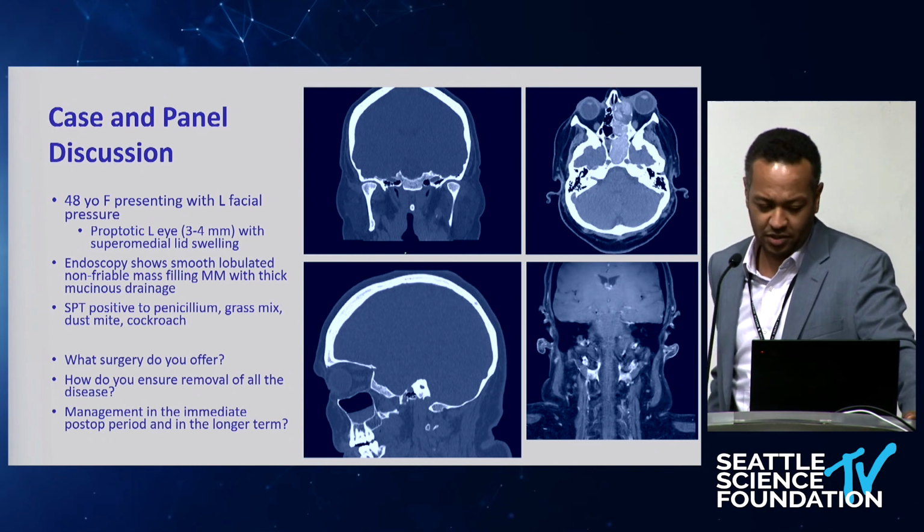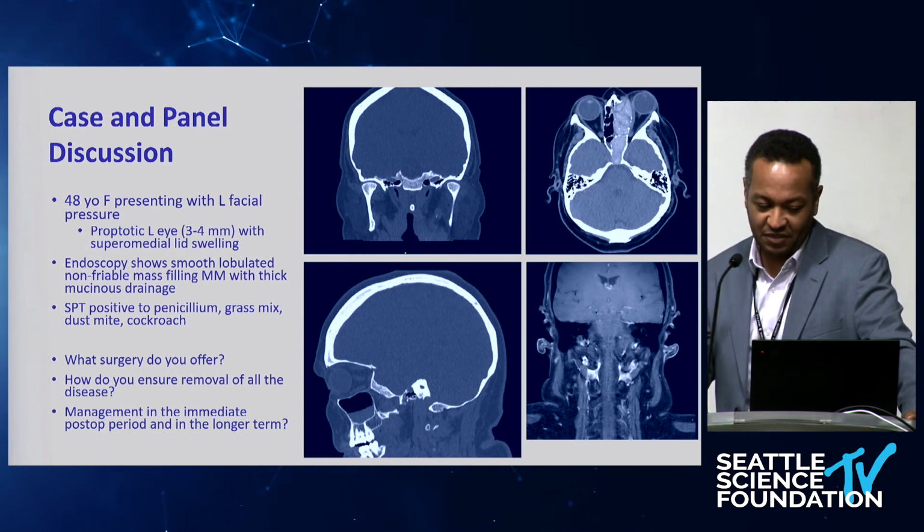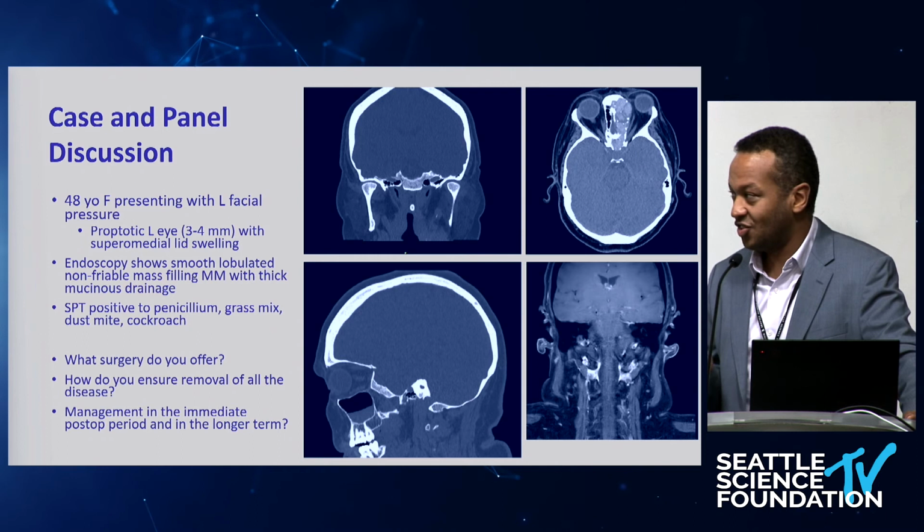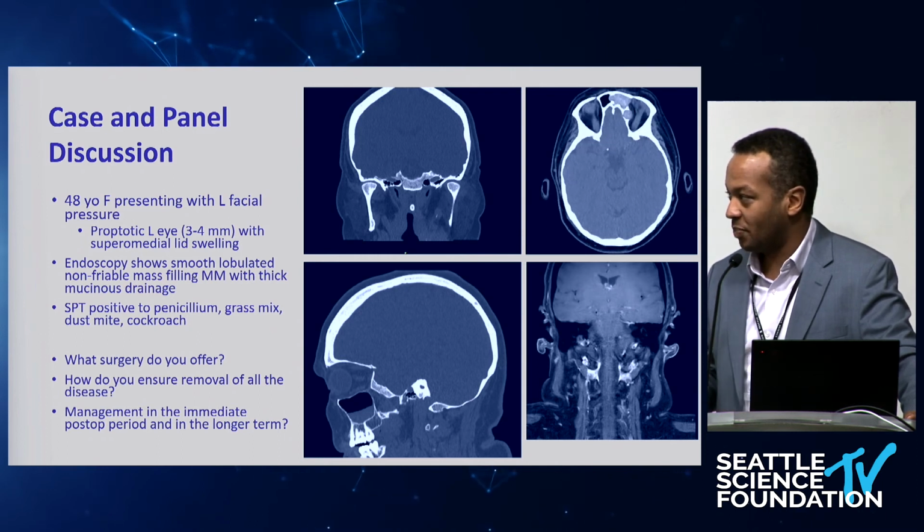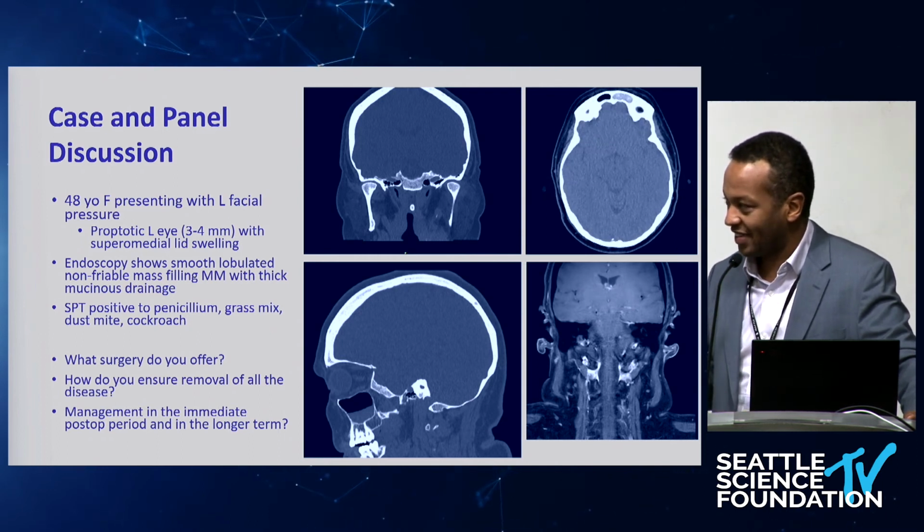So I think some of the prior talks emphasized the importance of removal of all disease. Jeff, how do you do that? You just make massive openings up front? How do you ensure you get everything out?